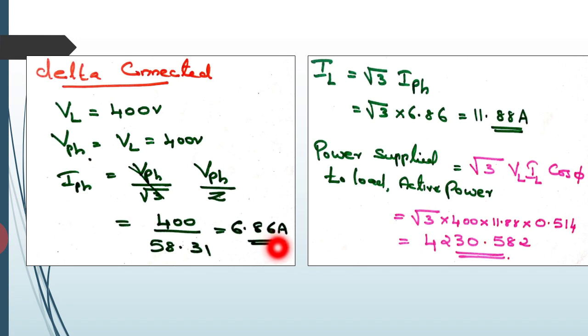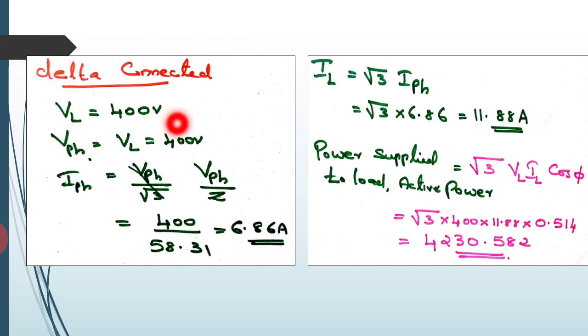Okay, so we should be careful. Do not take any data from the star connected system. When we are doing the case of delta connected system, consider this as a separate case. Only consider the data which is given in the question. That is, VL equal to 400 is the only data given in the question. Other data has to be found out according to the delta connected system.